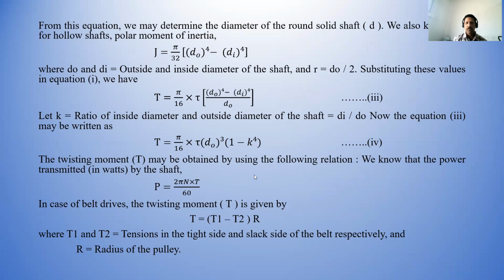The twisting moment T may be obtained by using the relation with the power transmitted by the shaft, P equal to 2 pi N T by 60. In case of a belt drive, the twisting moment T is equal to T1 minus T2 into R, where R is the radius of the pulley, and T1 and T2 are the tensions in the tight side and slack side of the belt respectively.